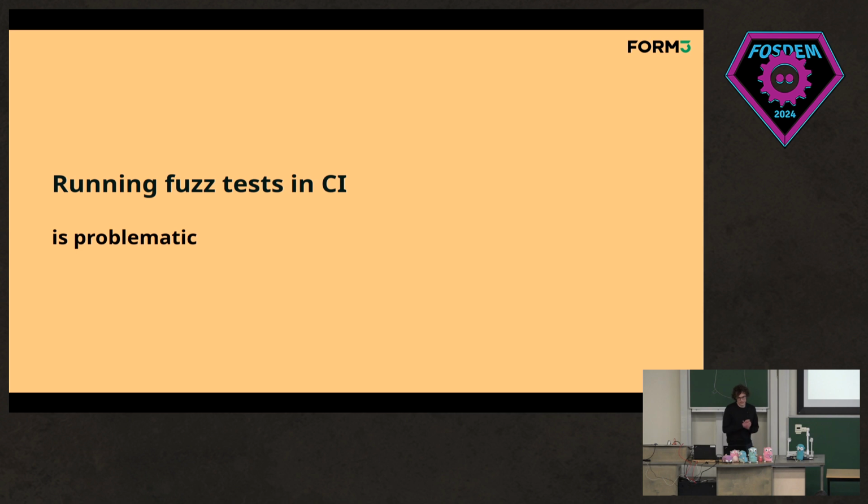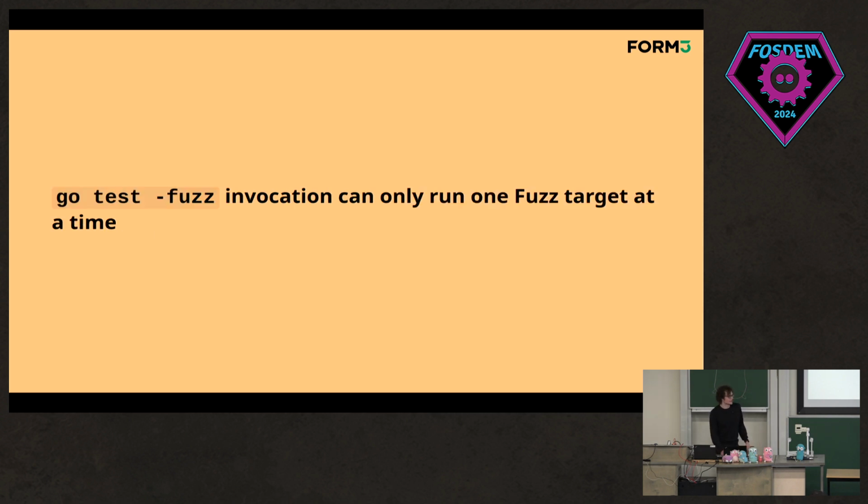But running those tests in CI is kind of problematic, at least in my experience, because it's not really mature enough yet, I think. And when you run the go test fuzz invocation, it can only run a single fuzz test. So people have been doing a lot of hacks, like grabbing the source code, trying to find those fuzz targets, sleeping, some pretty hacky bash scripts, for instance.